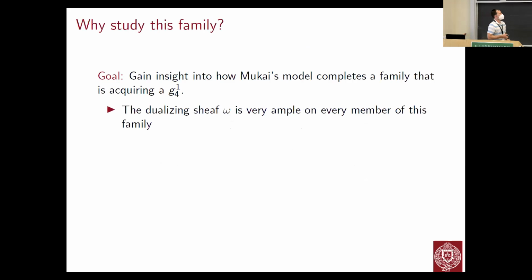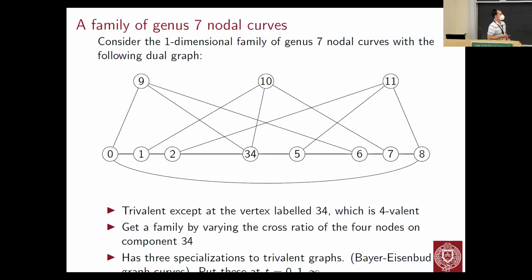Let me just go back and make sure I said everything I needed to. We've got a family of curves, and it's got 3 specializations to trivalent graphs. Bayer and Eisenbud actually have a whole paper on what they call trivalent graph curves, and so I'm able to apply their results to the specializations. Does everybody feel sufficiently well oriented to this graph?